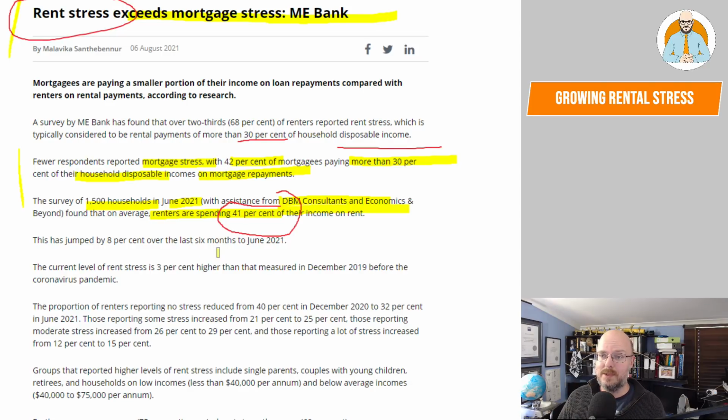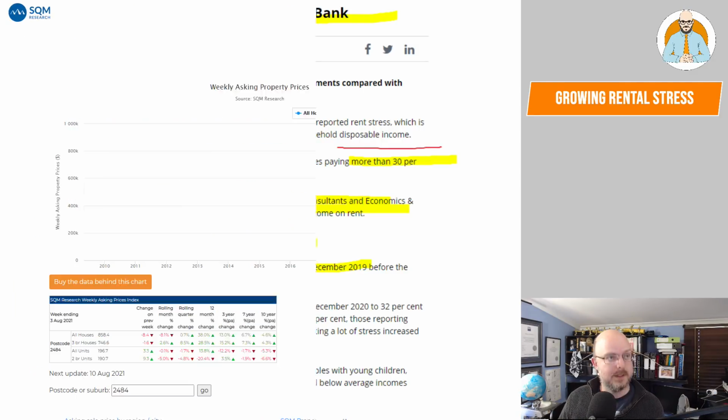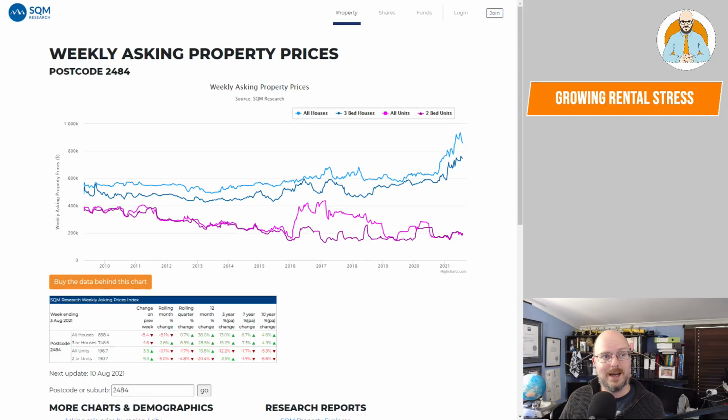This has jumped by 8% over the last 6 months to June 2021. The current levels of rent stress is 3% higher than that measured in December 2019 before the coronavirus pandemic. Well, I'm going to bring up this regional rental prices here, and hopefully it'll load up. There you go. Look at that, guys. Look at that growth. That's insane in the rent price growth there.